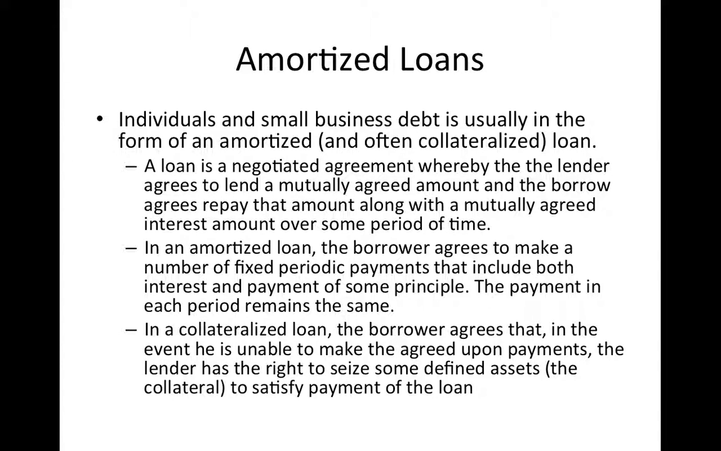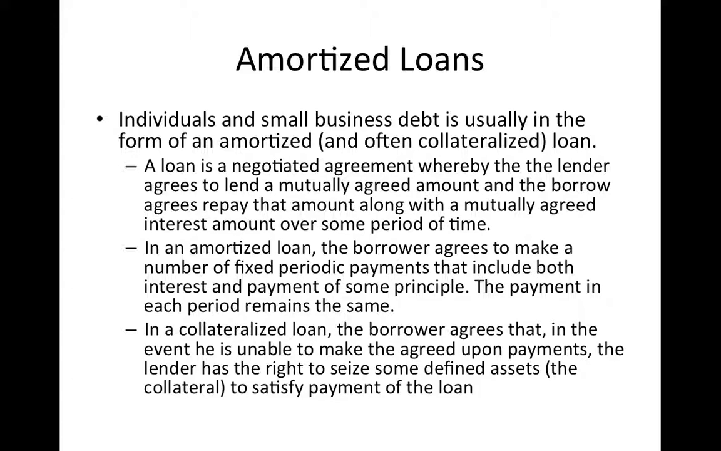So, talk about a couple of different examples of debt that a firm might take. The one that most of you might be familiar with, and that a lot of commercial ventures, particularly small business debt and so forth, is funded through, is what's called an amortized loan. And that could also be collateralized. We'll kind of talk about that as well.